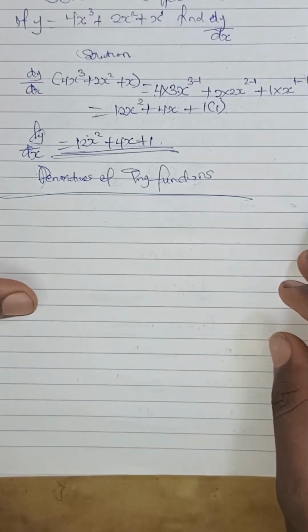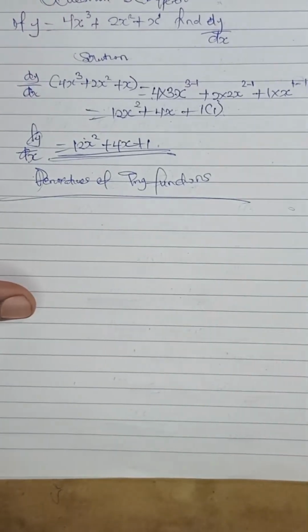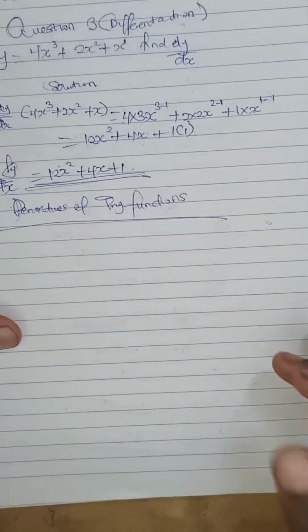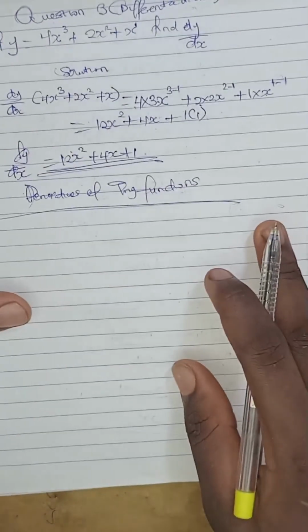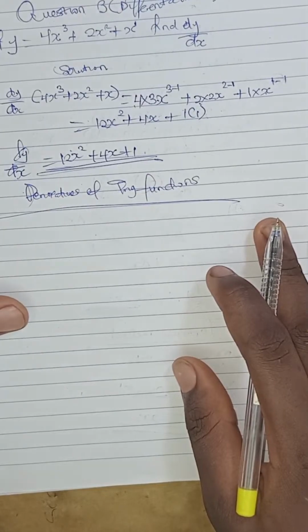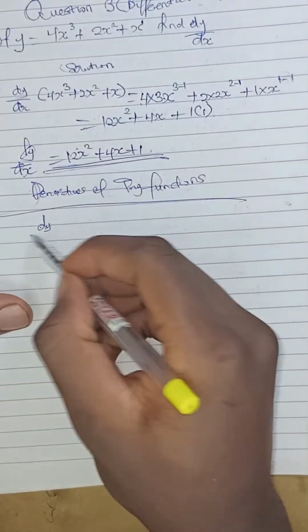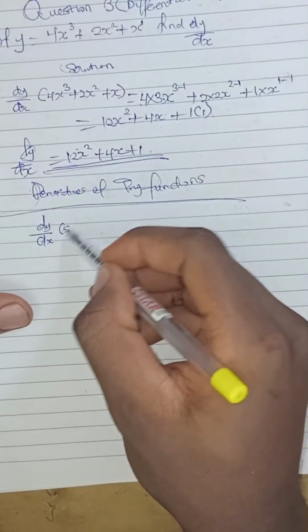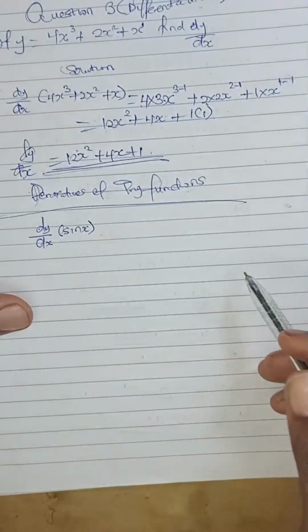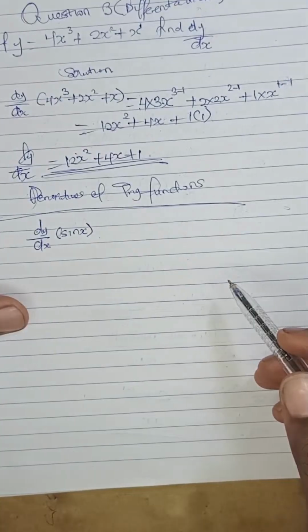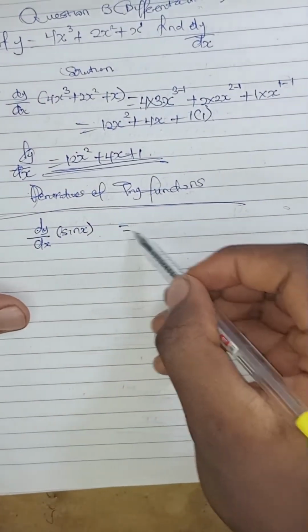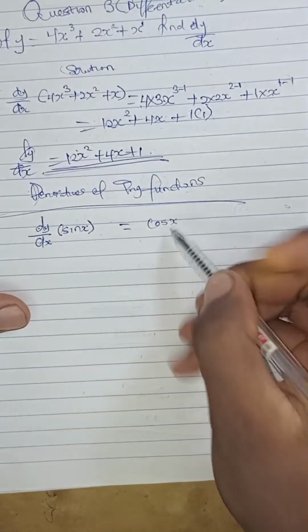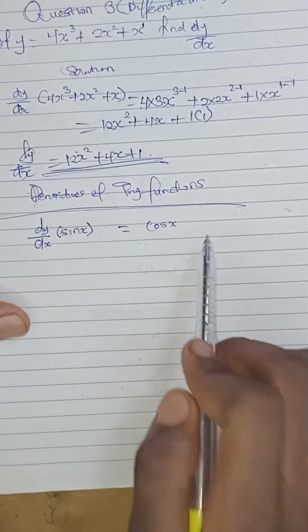Yeah, inasmuch as you derive numbers, you find the derivative of different functions. You need to understand the derivative of different functions as well. So now, the first one you need to know is dy over dx of sine x, sine theta, as the case may be, is cos x. So the derivative of sine x is equal to cos x.